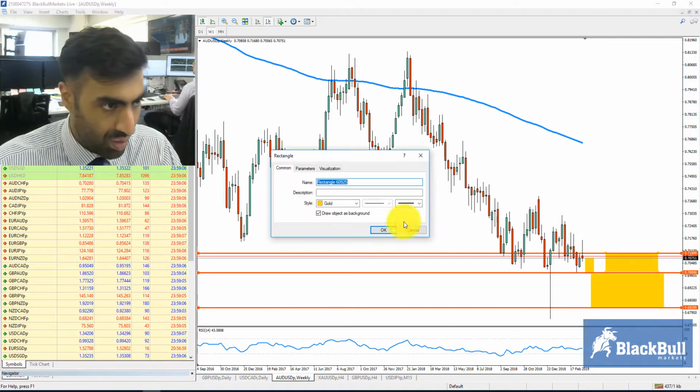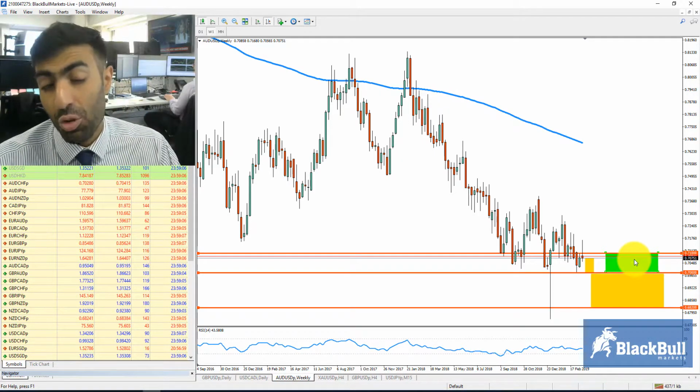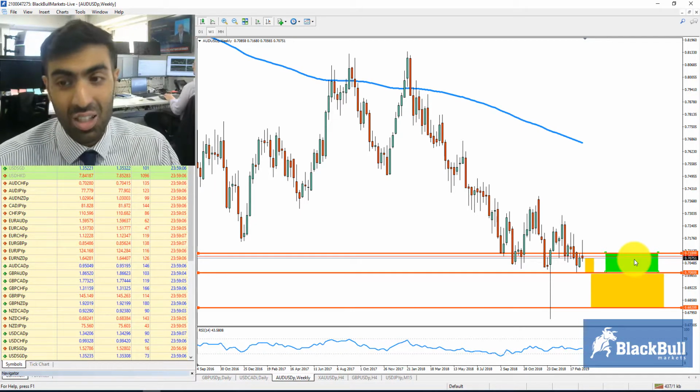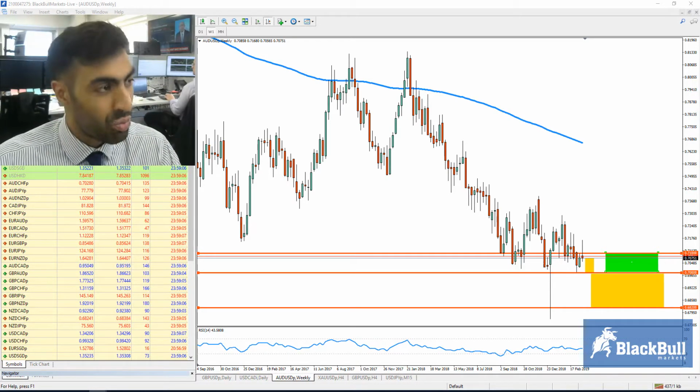Let's see if we can give it another color. That's the zone we're currently trading in, and a break above or a break below could signal a move either to the upside or the downside. So the Aussie is a key pair to watch out. Those are the pairs really looking at this week.